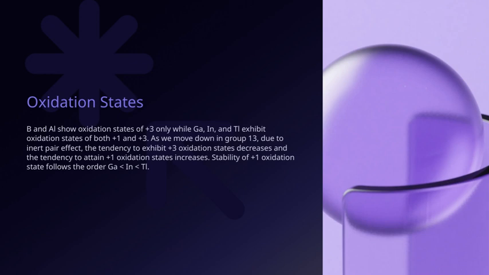This means that gallium is most stable in the +3 state, followed by indium, and thallium is the most stable in the +1 state. Understanding this trend is crucial because it ties into the overall chemistry of these elements, especially their reactivity and bonding behavior. It's a great example of how atomic structure influences chemical properties as we go down a group.